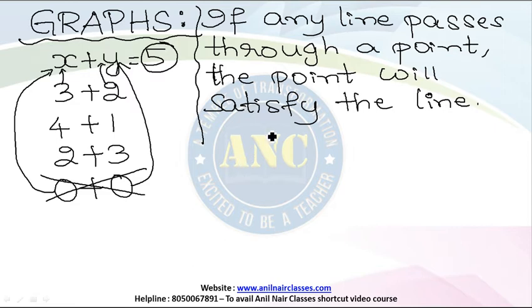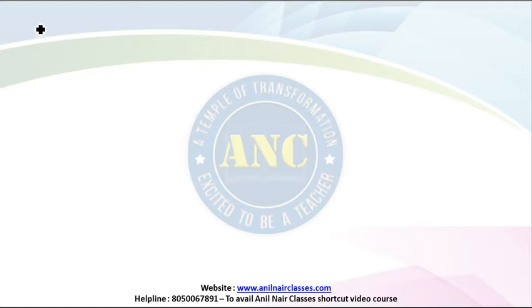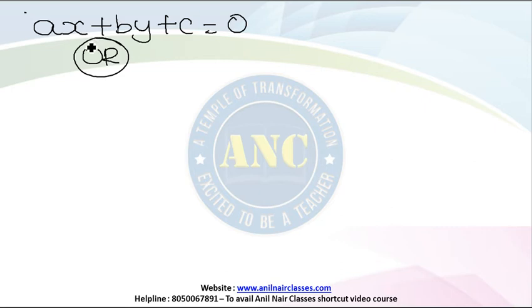Suppose for example 3, 5 satisfies some line ax plus by plus c is equal to 0. It means that you can substitute x value as 3, you can substitute y value as 5, and then it will give you the right hand side value. That means in a simple way of analyzing, you take any line. Suppose for example you take ax plus by plus c is equal to 0, or you take some other line, something like y is equal to mx plus c.